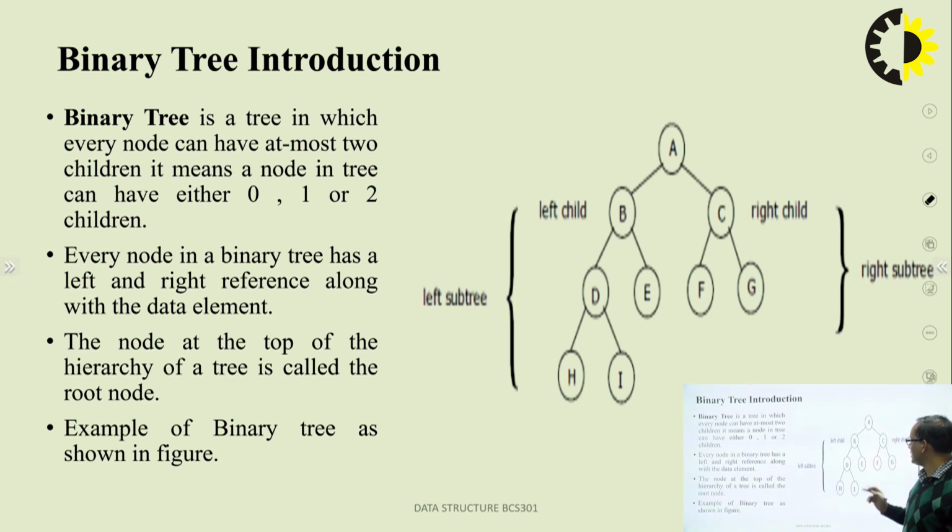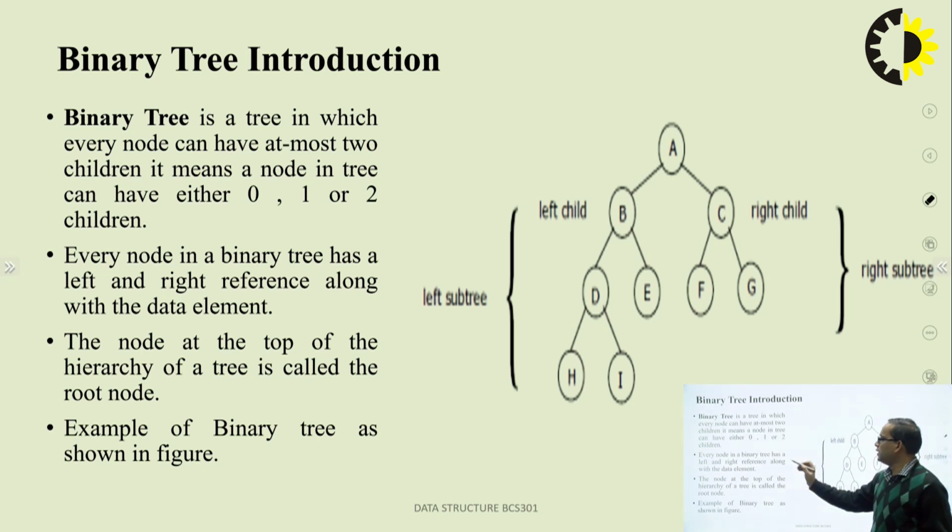Okay, this is an example of the binary tree. In this tree, A is the root of the tree, B and C are the children of the node A, and this is the left subtree and this is the right subtree. In this tree, the maximum number of child nodes is 2 for a particular node. B and C are the children of node A, D and E are the children of B, and for C, nodes F and G are the children, and for D, nodes H and I are the children. Okay, so this is a binary tree.